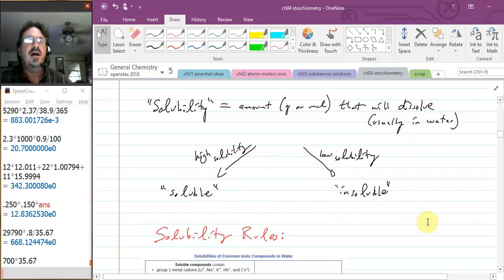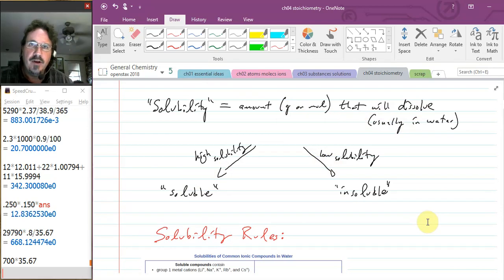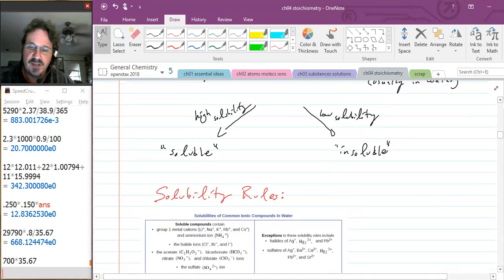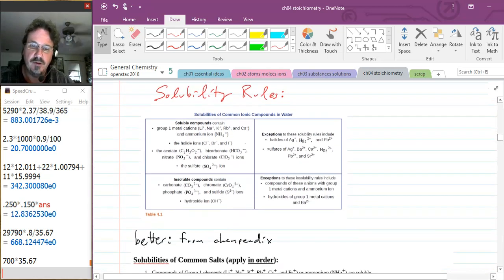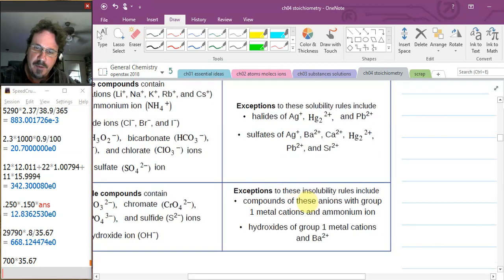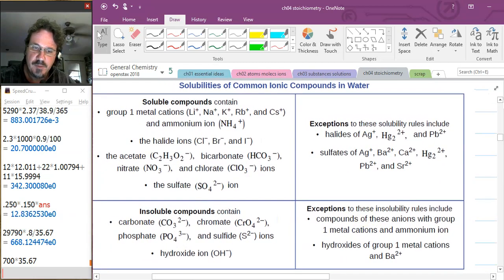Again, they're not quite black and white like that. You have different gray areas where it dissolves just a little bit. It's slightly soluble. We're not going to get into that yet. That'll be a later chapter. Okay? But right now, just big soluble versus insoluble. So how do you know what is soluble and not? There are things called solubility rules. Right? And so, for example, here are the solubility rules as presented in this textbook.